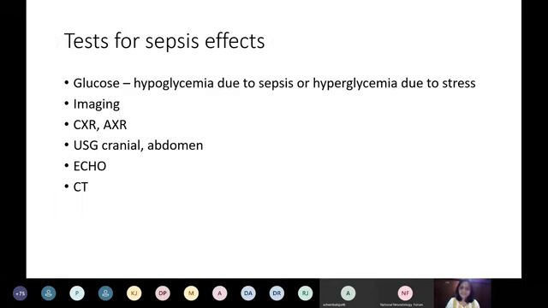So other effects which we can look at are the glucose levels, because the bacteria itself might be using glucose as a substrate, so there may be hypoglycemia, or there can be hyperglycemia because of sepsis.